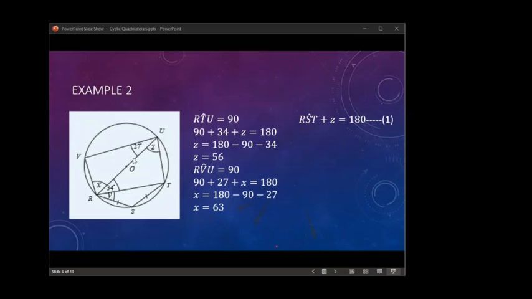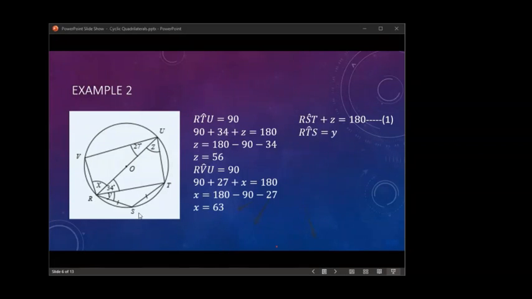This quadrilateral RSTU is a cyclic quadrilateral. Why? All the four vertices lie on this same circle. So quadrilateral RSTU is a cyclic quadrilateral. That means the opposite angles are supplementary. That means angle Z plus angle RST is equal to 180.